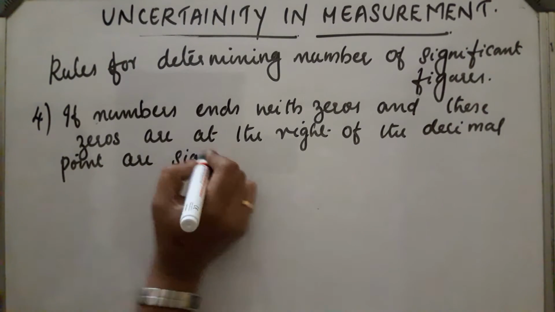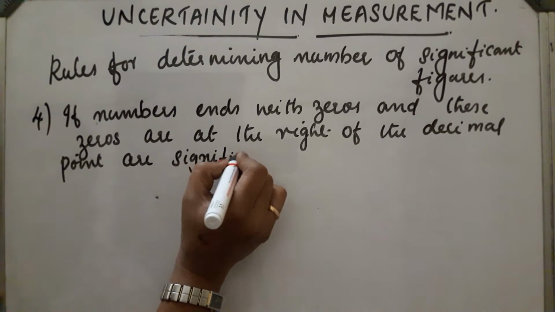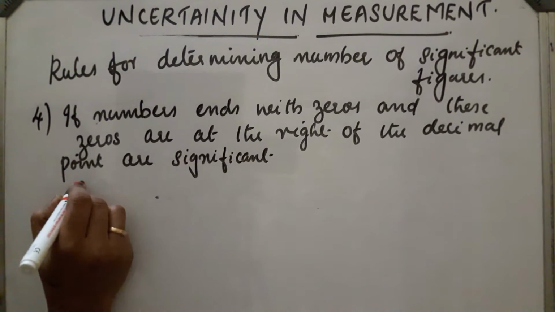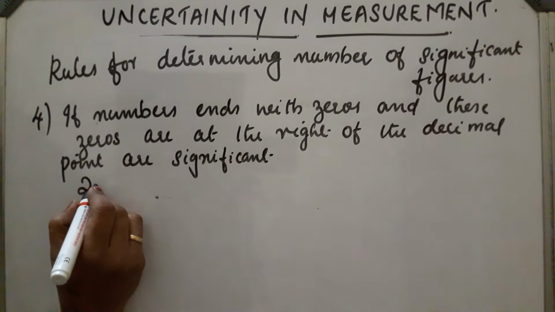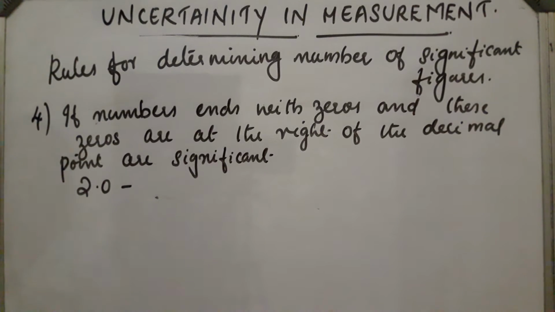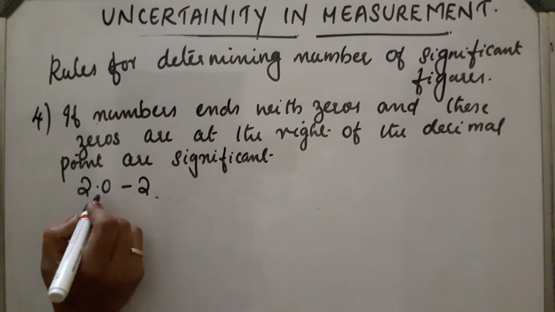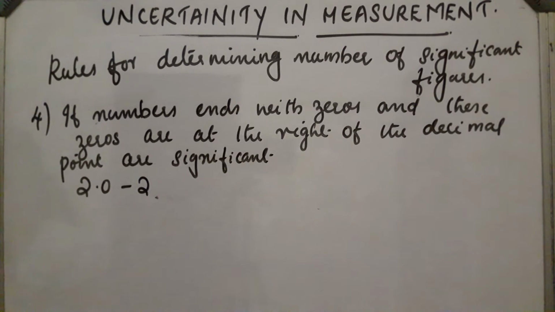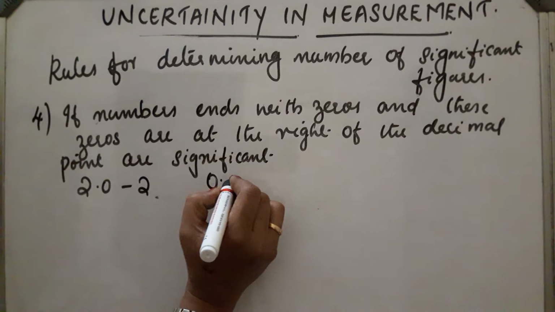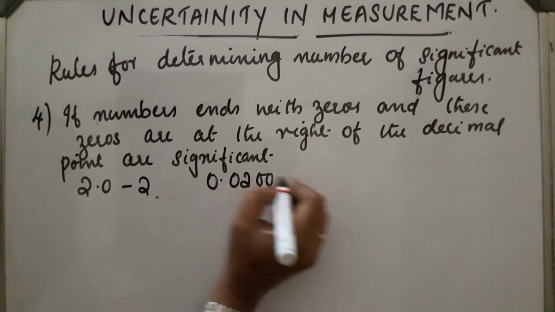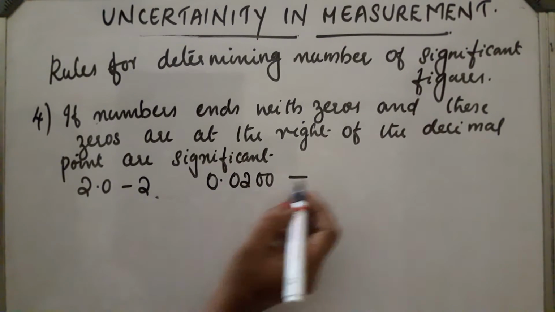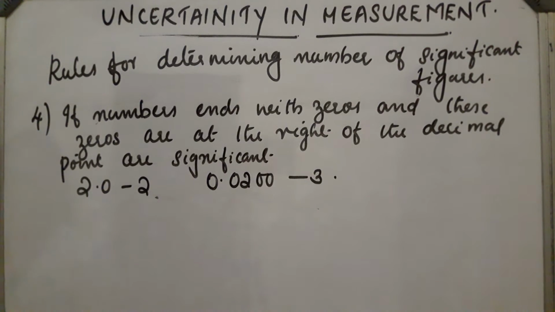Take one example, 2.0. How many significant figures? 1, 2, 2. That is, the 0 after the decimal point is a significant number. Another example, 0.0200. It contains 1, 2, 3 significant figures.